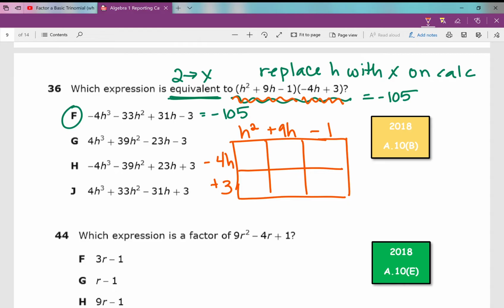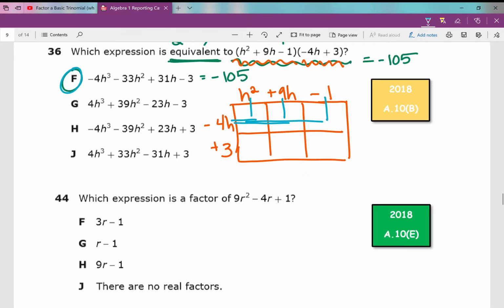And then we just start multiplying. I'm going to multiply h squared times negative 4h. I get negative 4h cubed. 9h times negative 4h. Negative 1 times negative 4h. And I write what I get when I multiply all of those. And then I combine like terms, and I would get F.